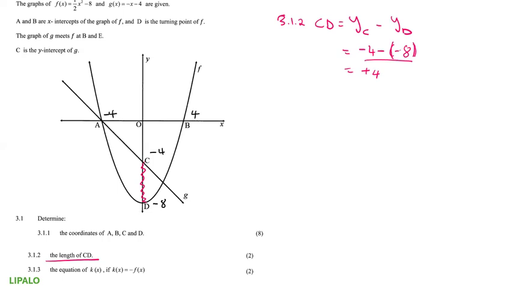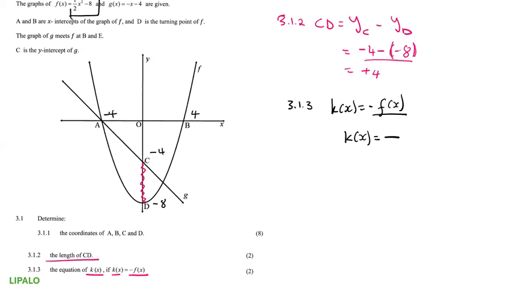And then we go to the third question. They say determine the equation of k(x) if k(x) is the same as negative f(x). So what I simply do is substitute, right? They're saying k(x) is the same as negative f(x). I know f(x). So k(x) will be equal to negative, what is f(x)? Here is f(x). What's in here? The equation.